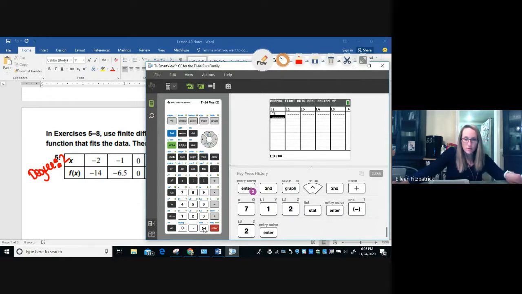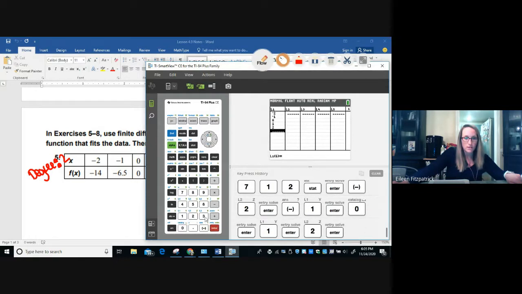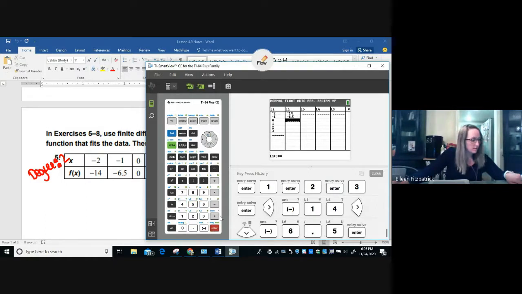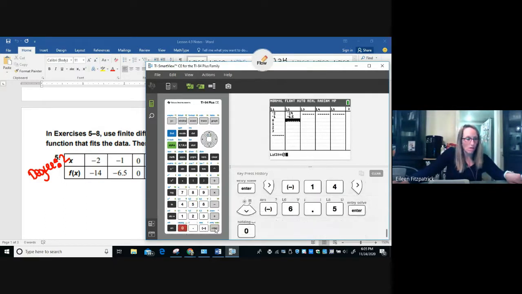Let's look at my paper. Negative 1, 0, 1, 2, and 3. Go over to enter your y's in L2, so negative 14, negative 6.5, 0, 5.5, 10, and 13.5.